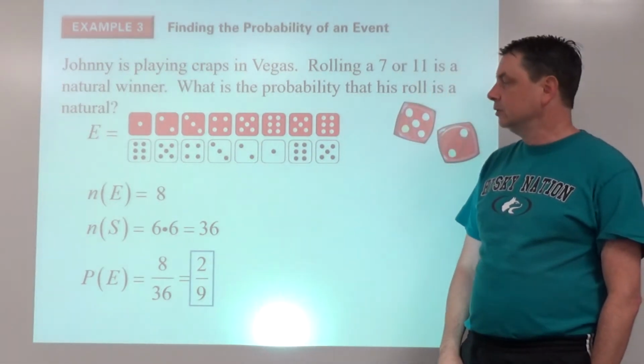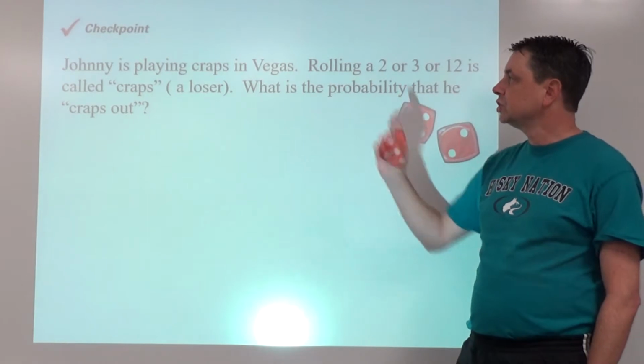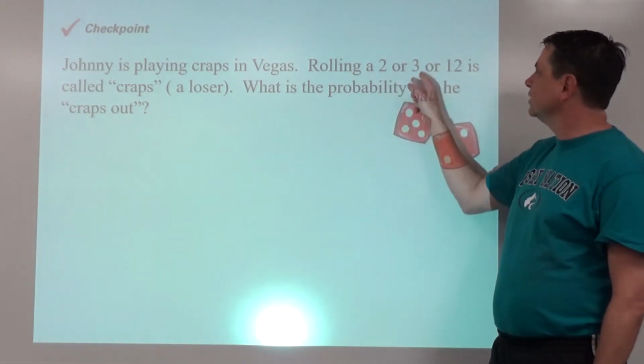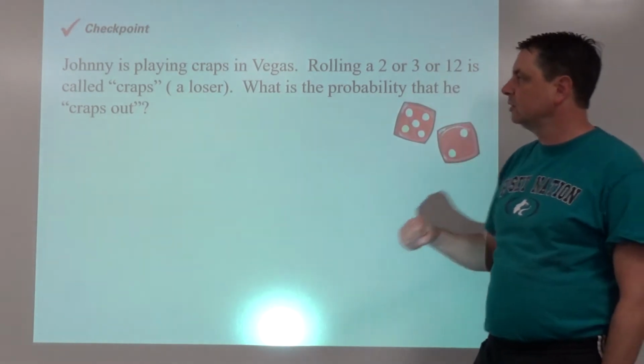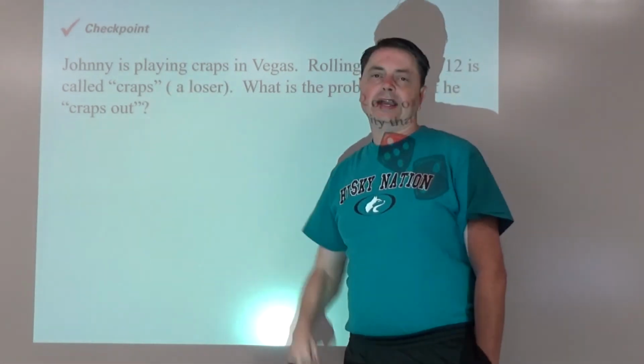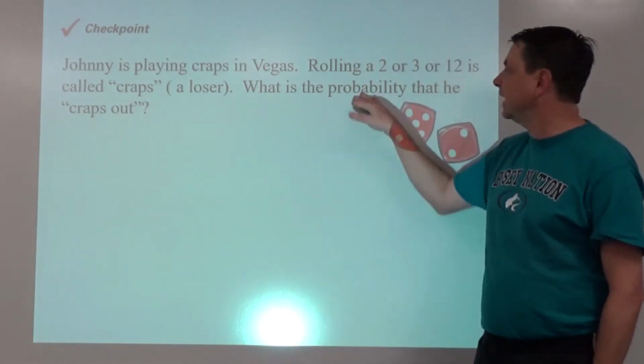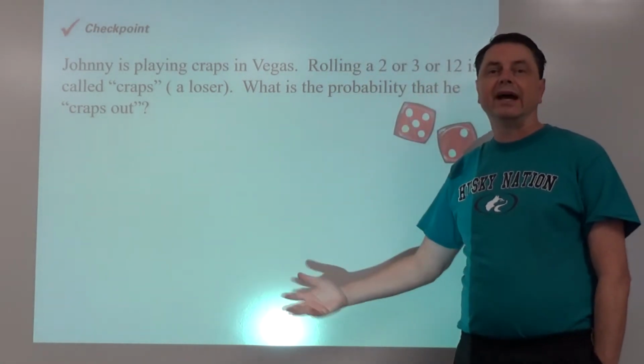So for example, checkpoint. Okay? If your roll is a 2, 3, or a 12, that's called craps, and you lost. So, go ahead and find the probability of that happening.